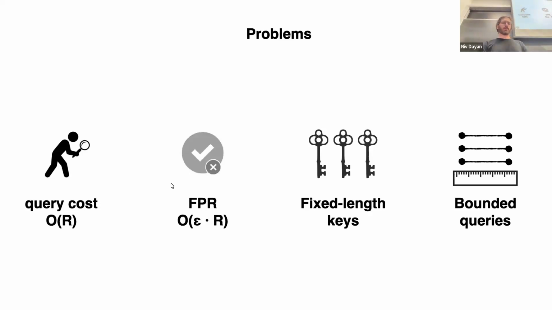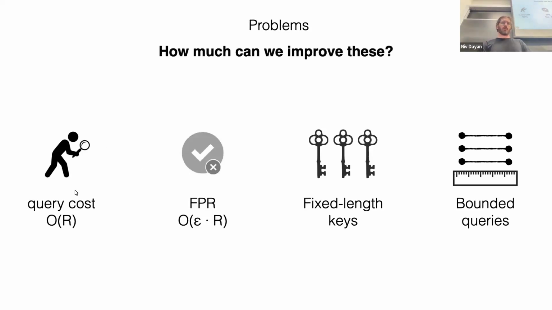So far we saw that we can achieve a query cost of O(R), but how close to constant time can we make this? How good can we make the false positive rate be? And can we really get rid of that R term and make the false positive rate independent of the range query size?